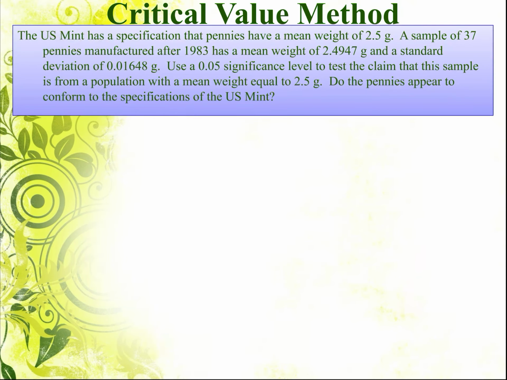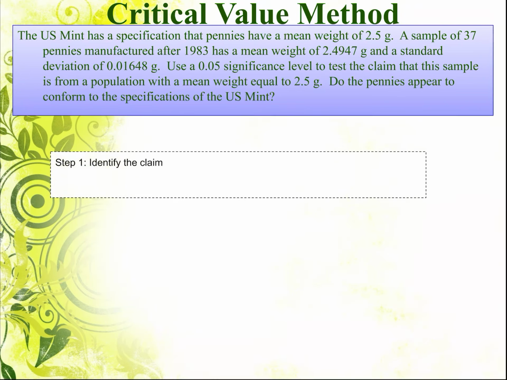Let's start with the critical value method. Let's say the US Mint has a specification that pennies have a mean weight of 2.5 grams. A sample of 37 pennies manufactured after 1983 has a mean weight of 2.4947 grams and a standard deviation of 0.01648 grams. Use a 0.05 significance level to test the claim that this sample is from a population with a mean weight equal to 2.5 grams. Do the pennies appear to conform to the specifications of the US Mint?